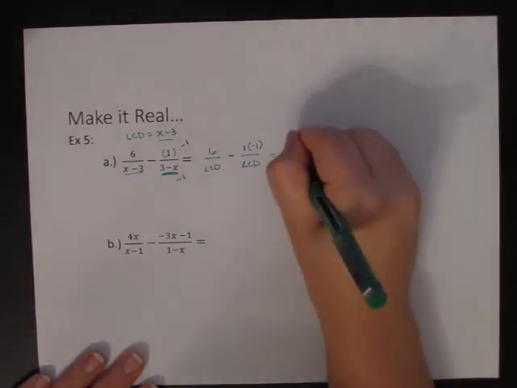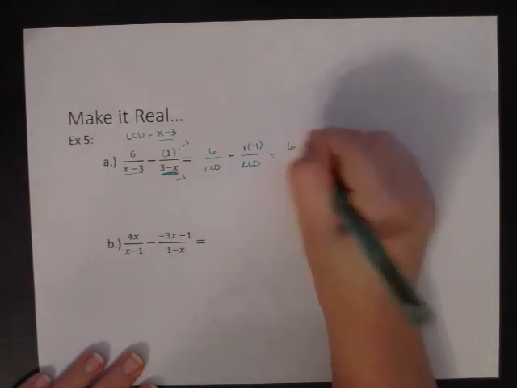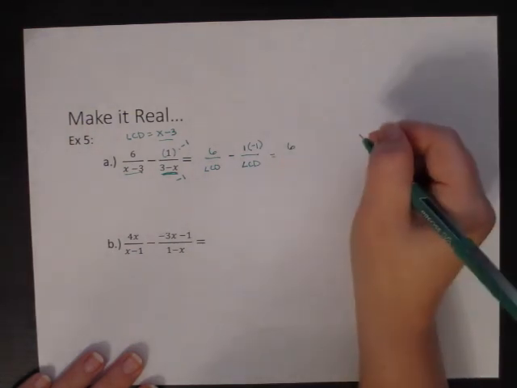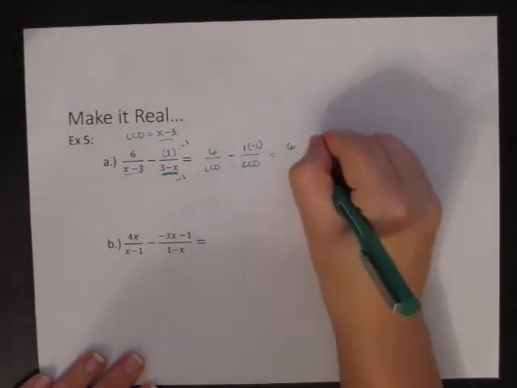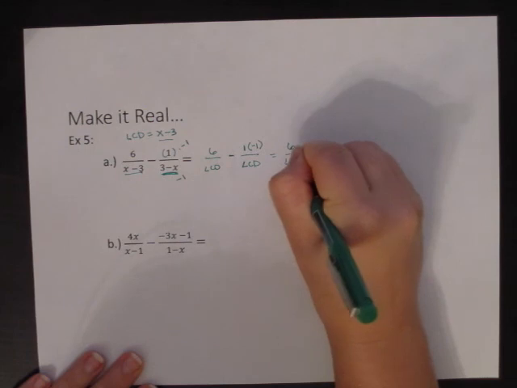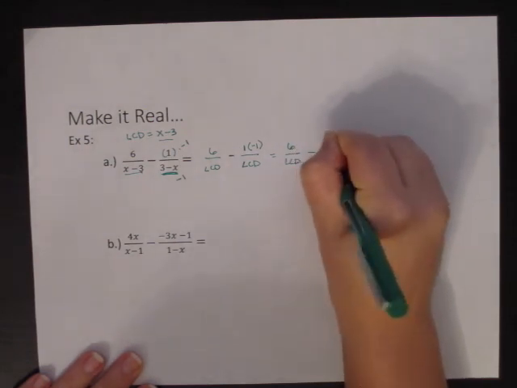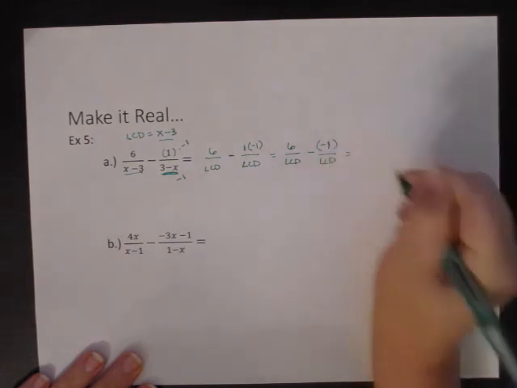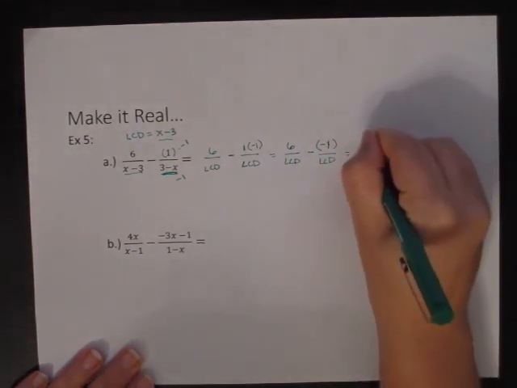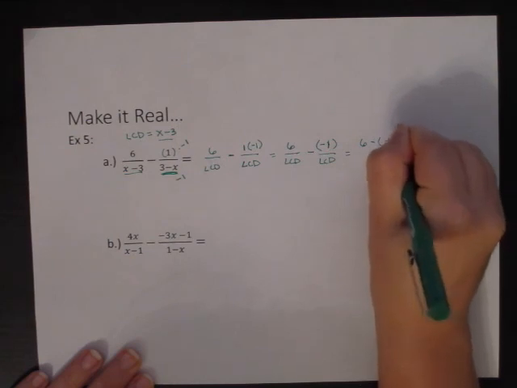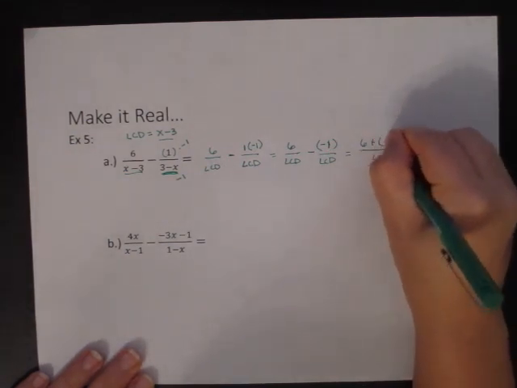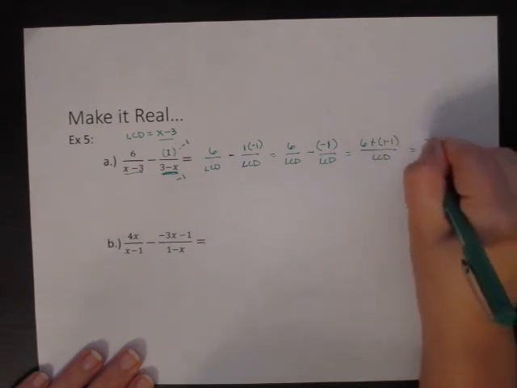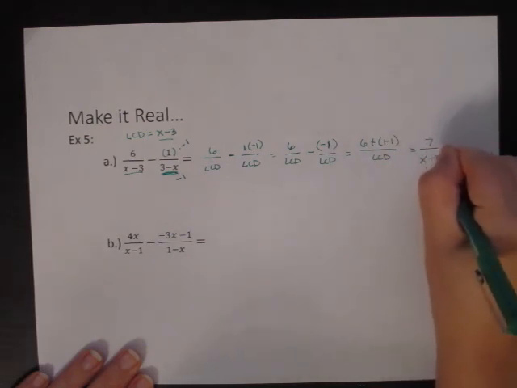So if I clean this up, this will be 6. And then technically this would be 6 over LCD minus -1, but that's in parentheses over LCD. So if I rewrite this to put it together, this would be 6 minus -1 over LCD. So this would be a change. So this would be 7 over my LCD, which would be x minus 3.